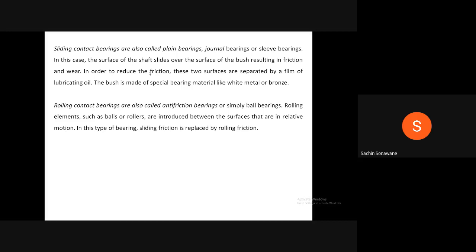Rolling contact bearings are also called anti-friction bearings or simply ball bearings. Rolling elements such as balls or rollers are introduced between the surfaces that are in relative motion. In this type of bearing, sliding friction is replaced by rolling friction.